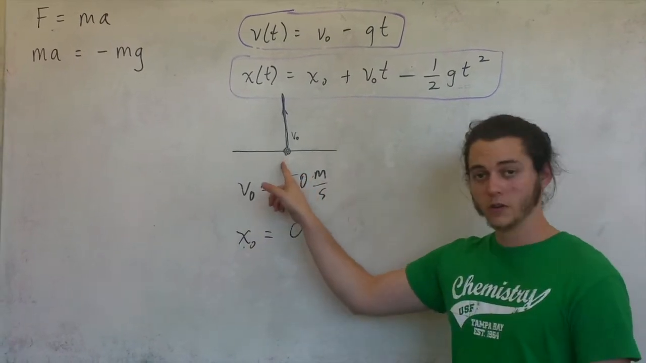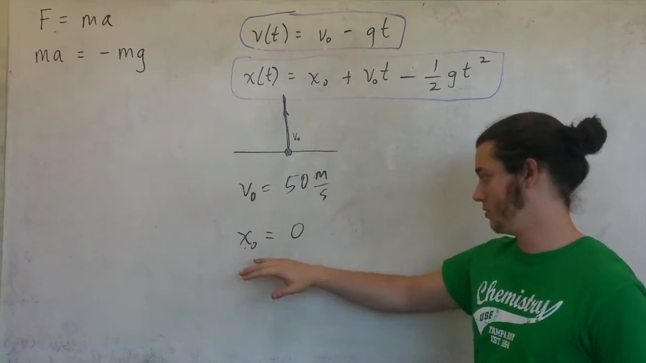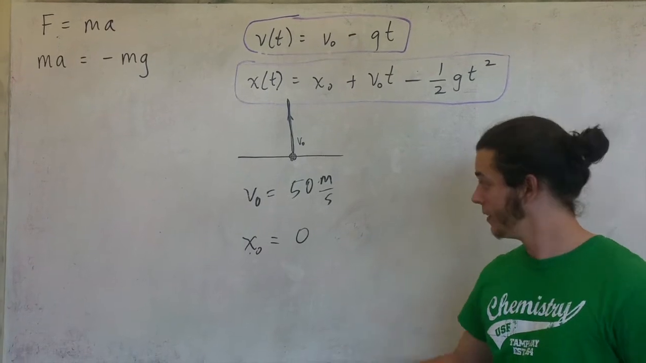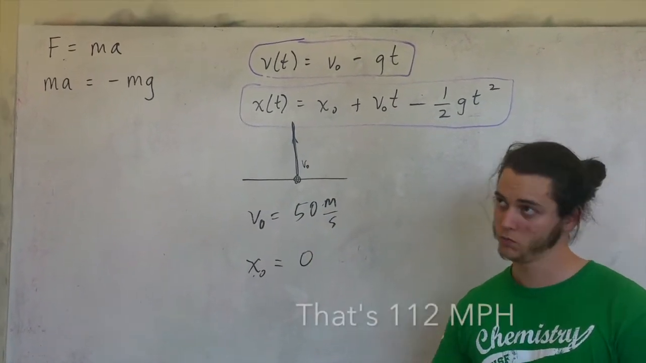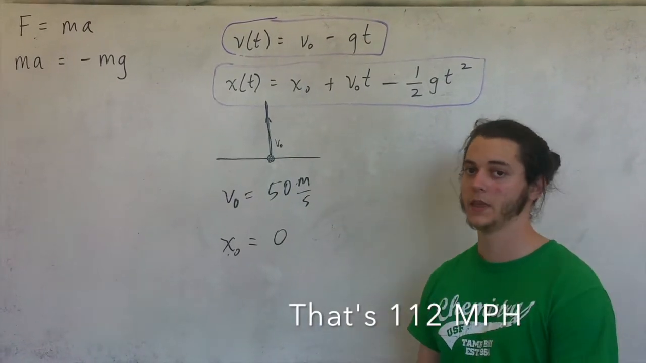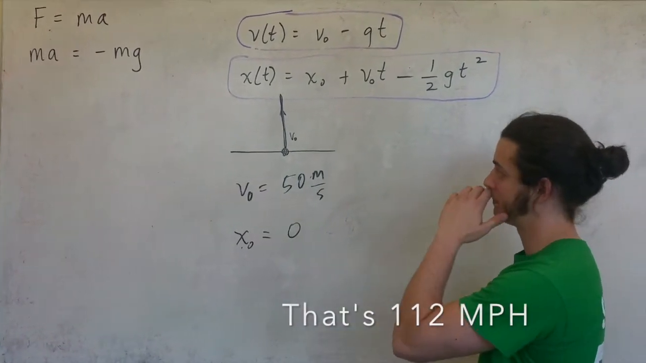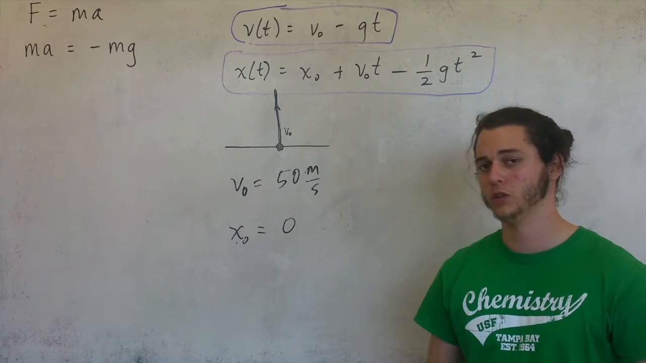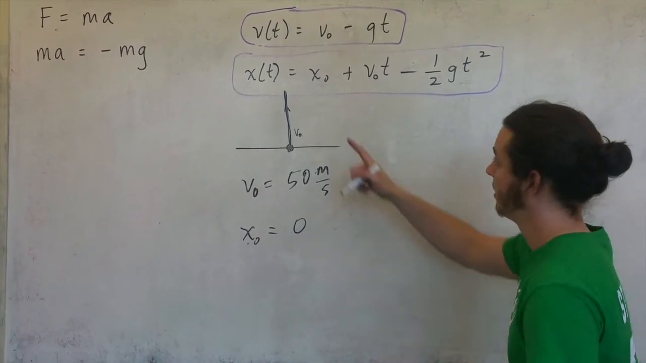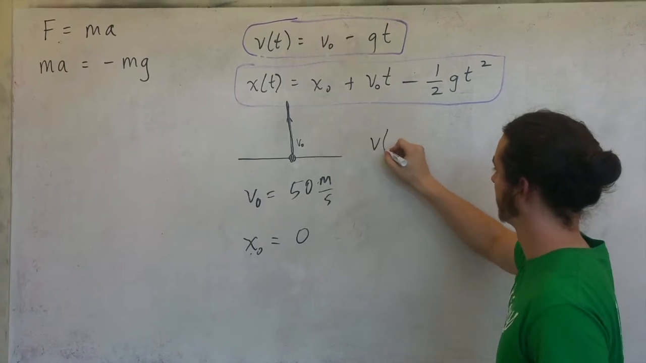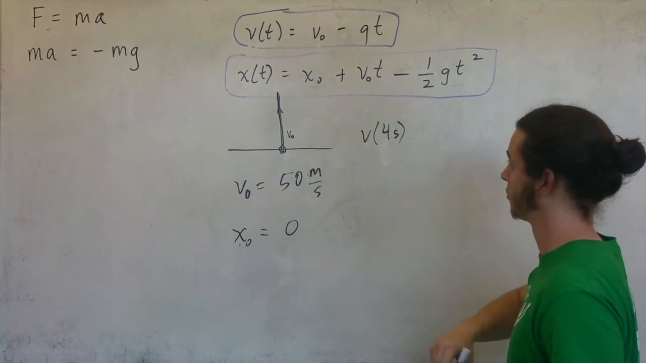So our bowling ball is here. Let's say its initial position is 0. That's where it starts. We call it 0. We launch it up in the air at 50 meters per second. So it's straight up in the air. Let's ask ourselves, how fast will it be moving at 4 seconds? So how fast will it be moving at time 4 seconds?